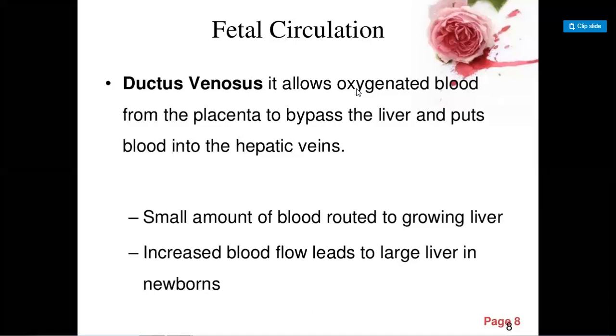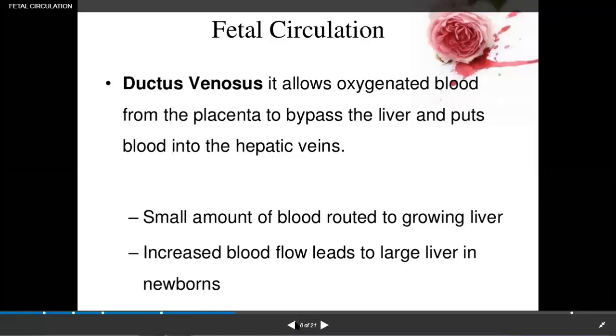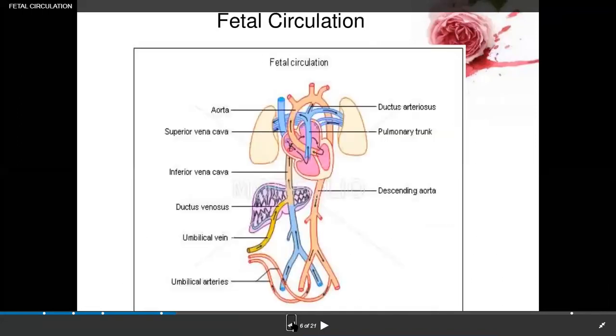Here, in the previous diagram, we see the blood bypass from here to the liver and hepatic vein. So that is called the ductus venosus. It is the one connection which is present over here.